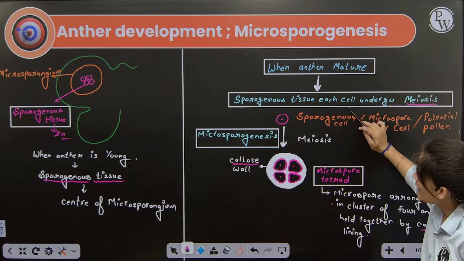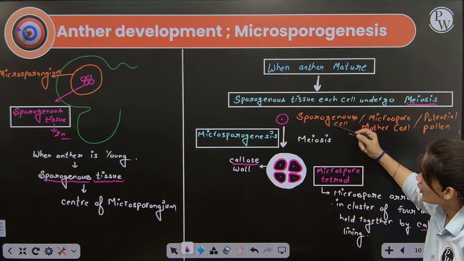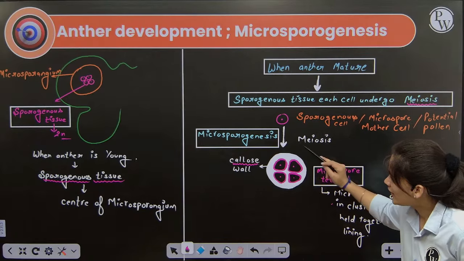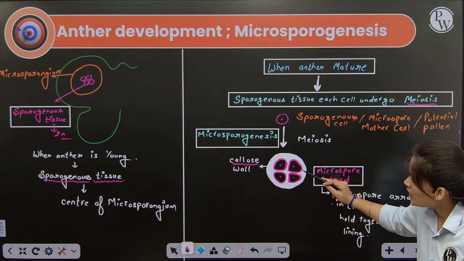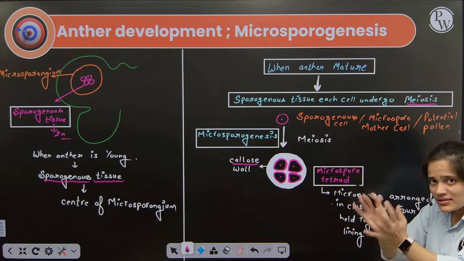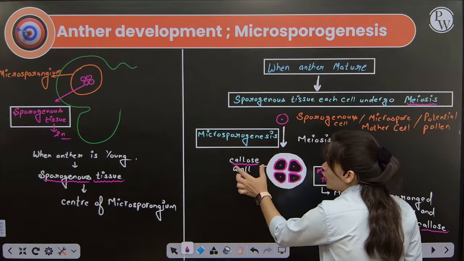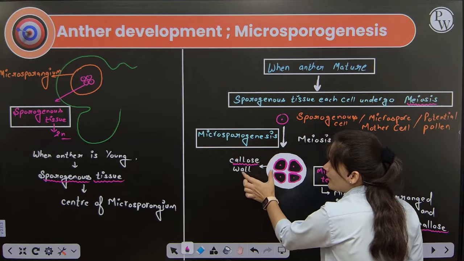When the anther matures, the sporogenous tissue cell undergoes meiosis division. As a result, a microspore tetrad is formed. These microspores are arranged in clusters, and they are held together with the help of the wall. That wall is known as the callose wall.